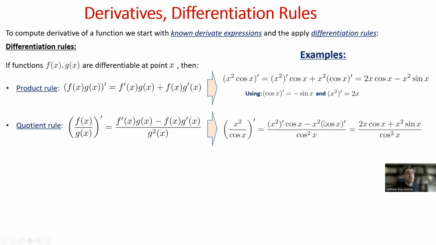because we know that the derivative of cosine of x is minus sine of x. That's why we see the change of sign here. And then we divide that by the square of the denominator function, which is cosine of x. That's why we have cosine square of x. And this is how we compute the derivative of the ratio of the two functions, f of x and g of x.